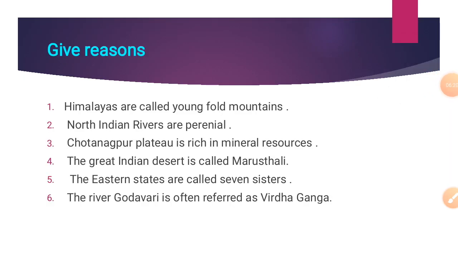Students, these are the questions which will be asked as give reason. The first question is, Himalayas are called young fold mountains, which we discussed, because they were formed only a few million years ago. The next question is, North Indian rivers are perennial. Here perennial means continuous flowing of river. Why it is perennial means it is formed from Himalayan ranges, so it will flow throughout the year. That is the reason North Indian rivers are perennial.